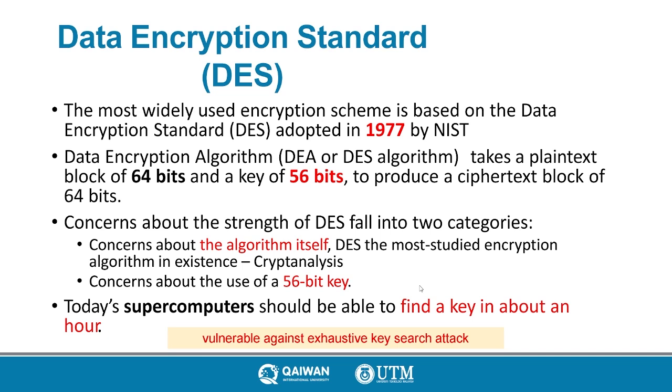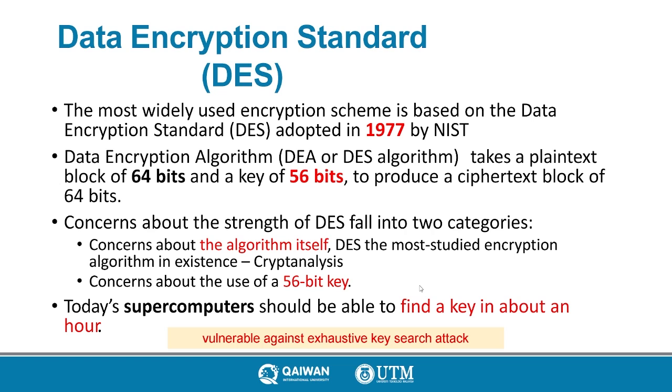Now, the characteristics of DES: it is the most widely used encryption scheme, based on the Data Encryption Standard adopted in 1977. The problem was that DES used a plaintext block of 64 bits and a key of 56 bits. You see, the 56-bit key number is in red because it was a relatively small key, to produce a ciphertext.